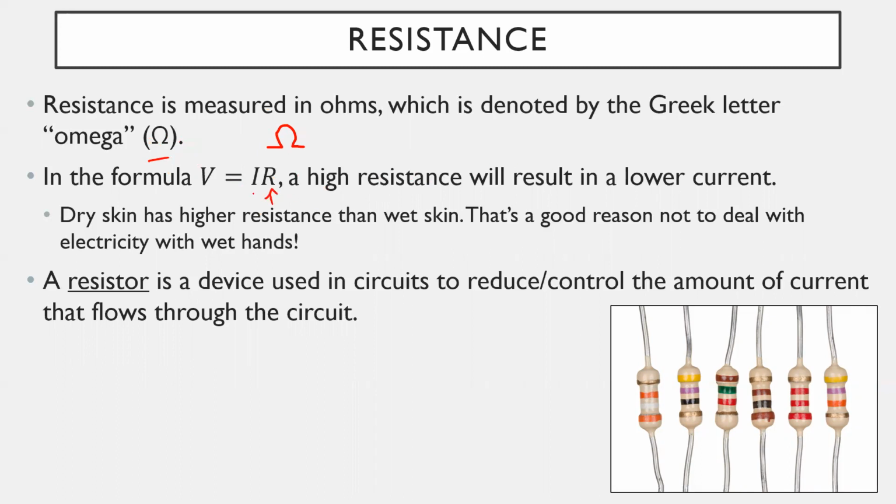in the formula V equals IR, a high resistance, so if you're increasing your resistance, will result in a lower current, generally speaking, right? Your voltage could be staying the same. If you increase your resistance, then to keep this formula balanced, you'd have to bring down your current, right? So if you increase the resistance, your current is going to go down.